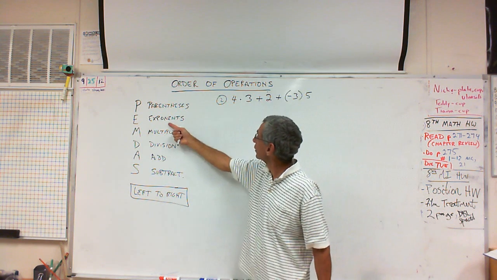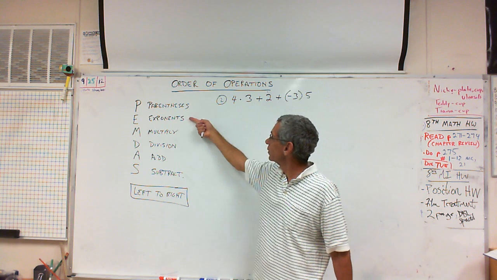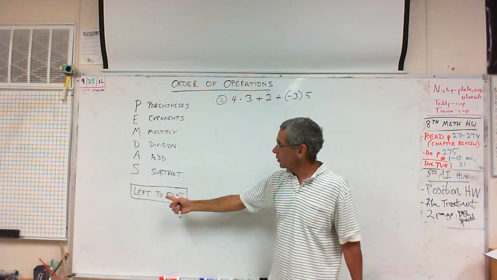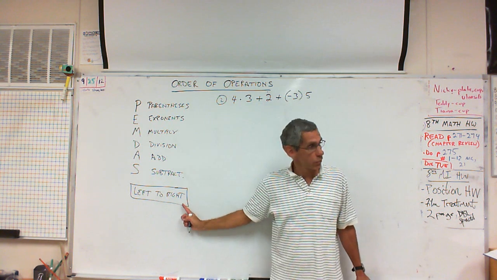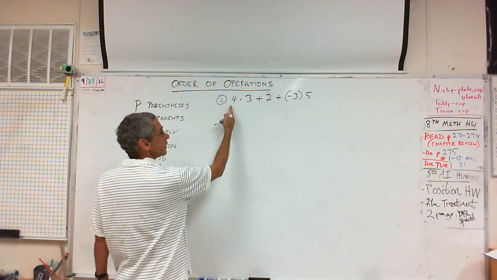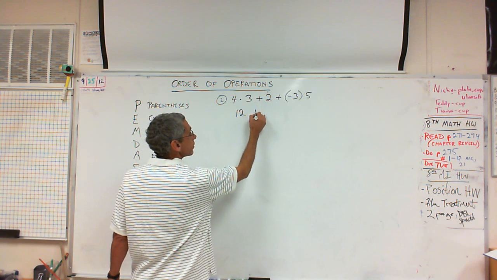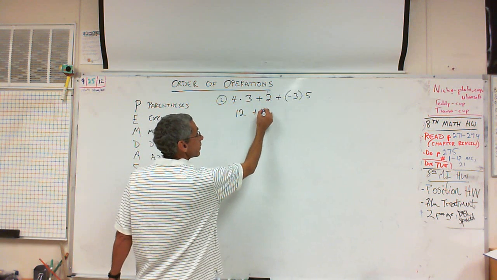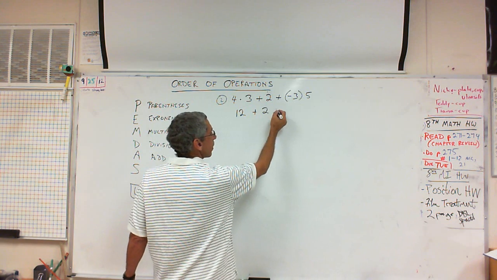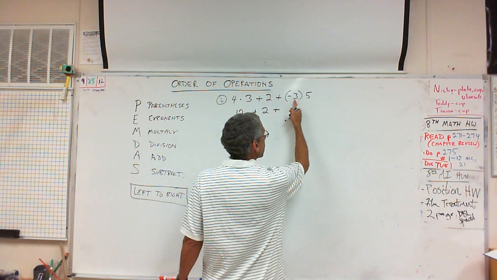Now, are there any exponents? There's no exponents other than hidden ones. So how about multiply? Yes. All right, now I'm going to multiply from left to right. So I start on the left side of my equation. I see 4 times 3 is 12. And then I do plus. I'm not adding anything, I'm just going to rewrite everything else. Now, okay, I'll put a plus for a second. And then I have negative 3.